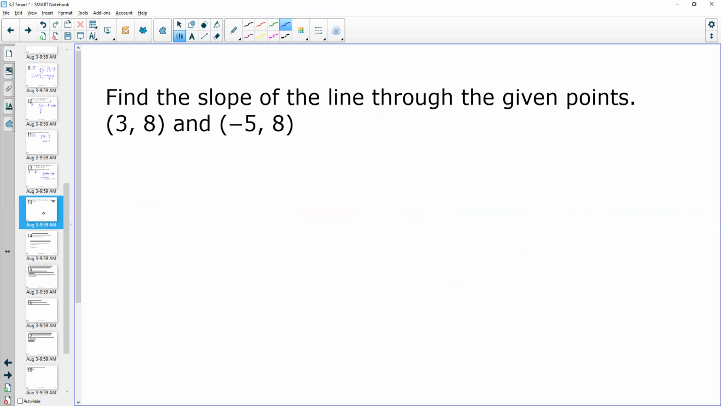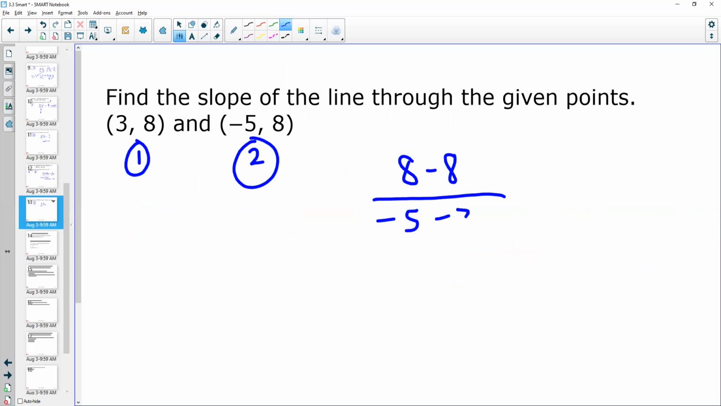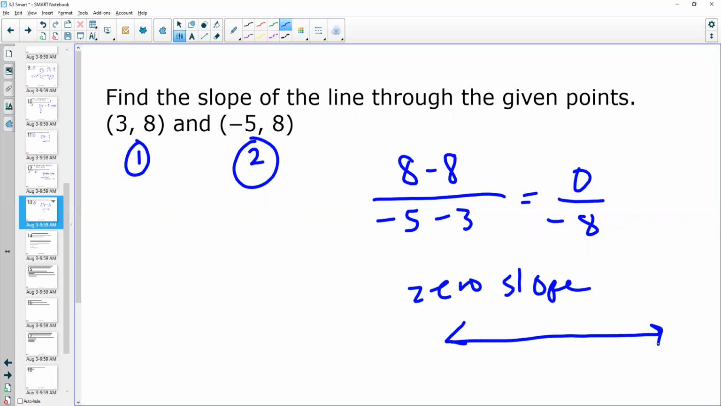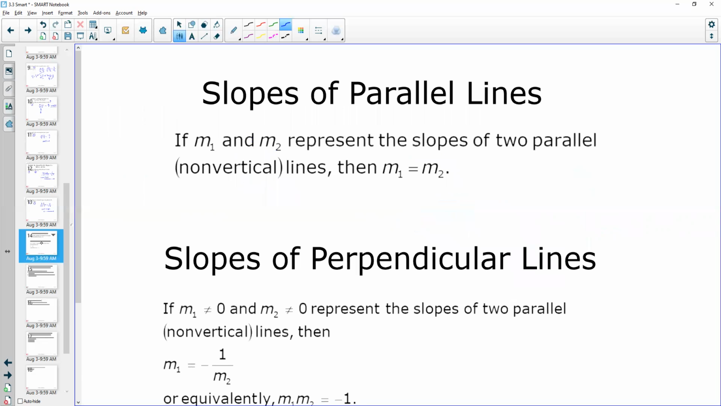All right, so then let's see, that's point 1, that's point 2. 8 minus 8, negative 5 minus 3, so I get 0 over negative 8. Again, this is a 0 slope. And again, it's a horizontal line. Okay, try a couple.